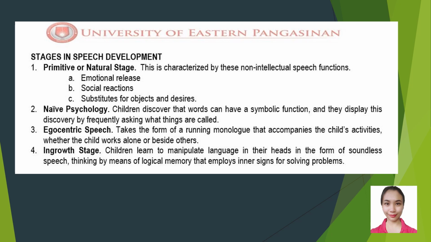Okay, next we have naive psychology. Children discover that words can have a symbolic function, and they display this discovery by frequently asking what things are called. This stage is from 2 to 4 years old. Words are used as symbols, are fully understood to express objects, and children will expand their knowledge to identify more objects around their environment.